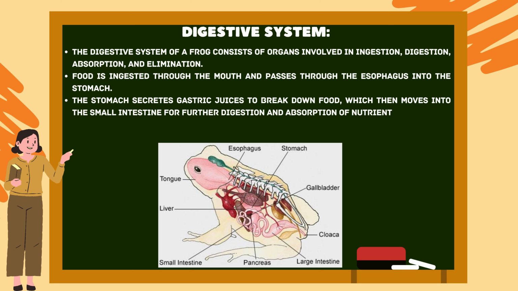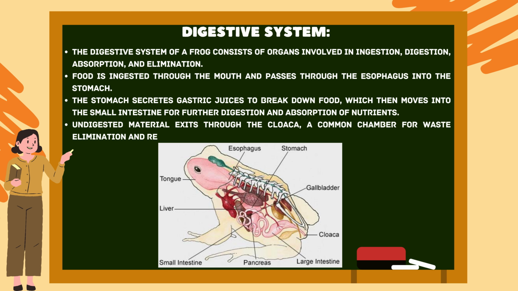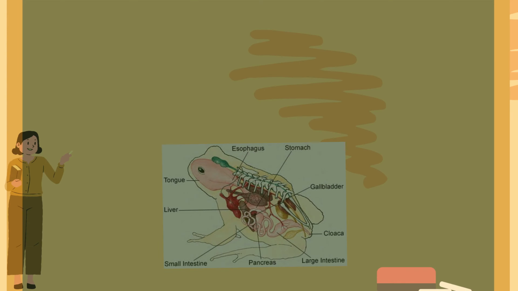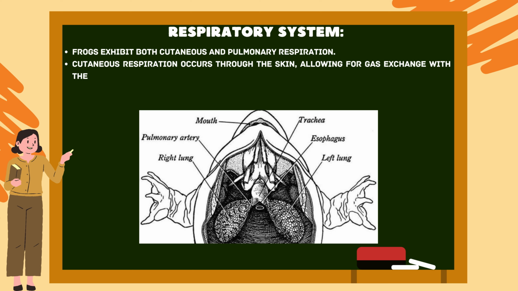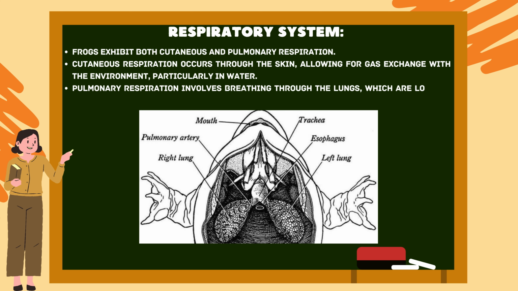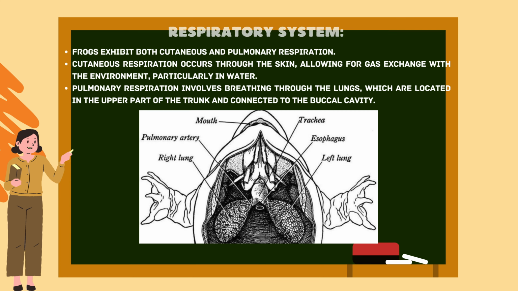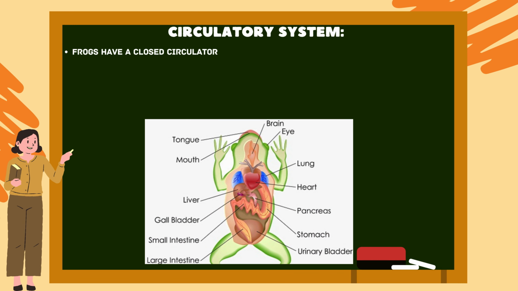Skeletal system. The skeletal system provides support and protection, consisting of a vertebral column, skull, limbs, and ribcage. Frogs lack ribs in the abdominal area, allowing for expansion during breathing. Muscular system. Frogs have well-developed muscles that facilitate movements such as jumping, swimming, and catching prey. Muscles in the limbs aid locomotion, while abdominal muscles help in breathing.